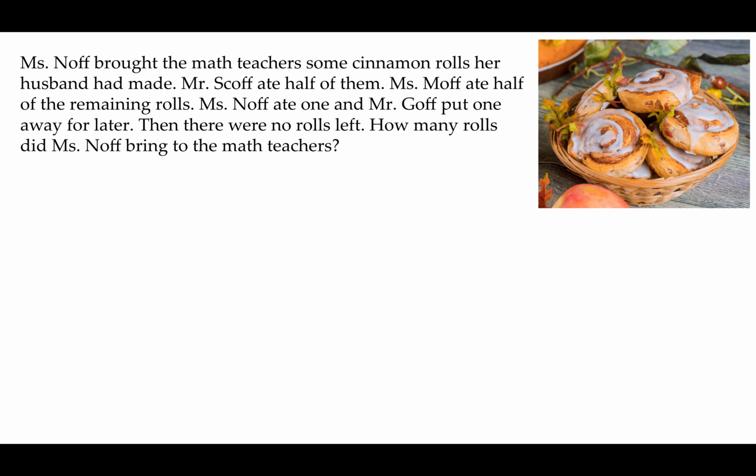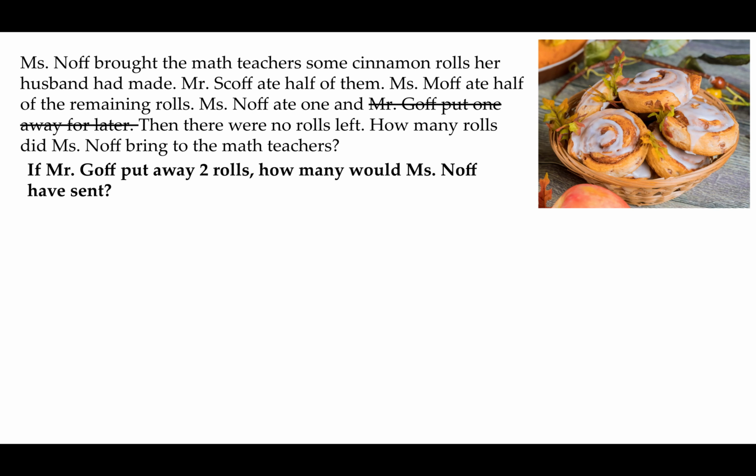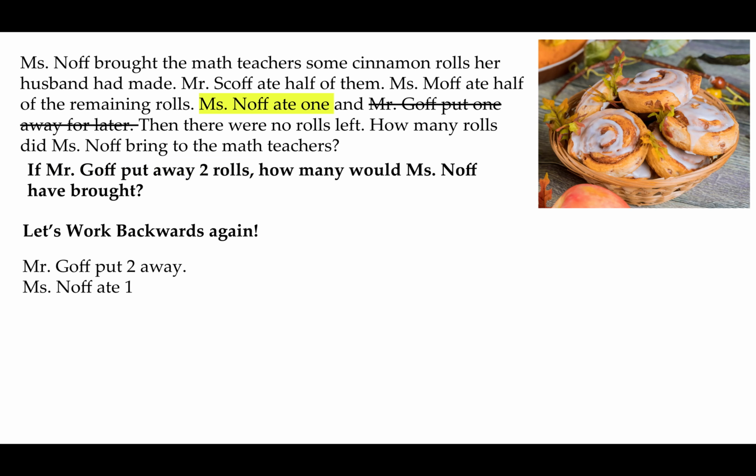So this is the one we just did, and we know the answer is 8. But let's switch it up. And this time, let's say if Mr. Golf put away 2 rolls, how many would Miss Knopf have sent? Okay, again, we'll do an inverse operation on this one, and we're going to work backwards. So here we go. Mr. Golf put 2 away. Miss Knopf ate 1. So again, we're going to have the 2 plus the 1. So now we're at 3.